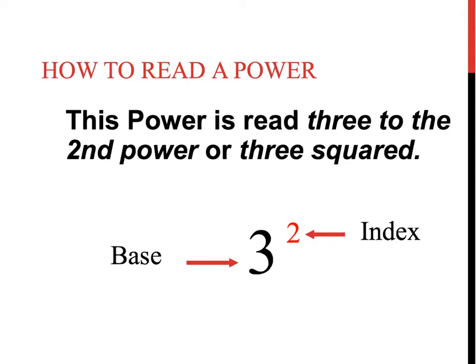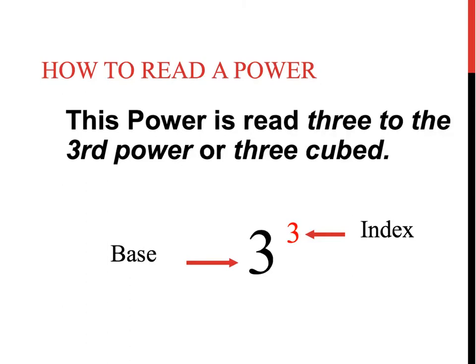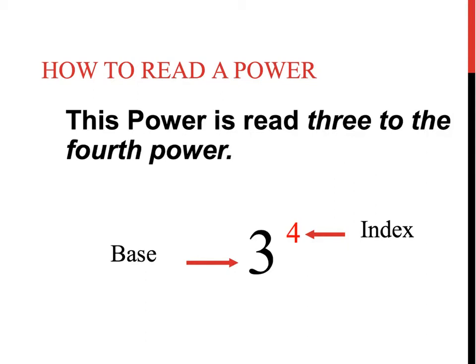Now, how to read a power. You may have heard before that 3 with a little 2 there means 3 squared or 3 to the power of 2. This power is 3 to the power of 3 or 3 cubed. This is read 3 to the power of 4. There's no other name for that.